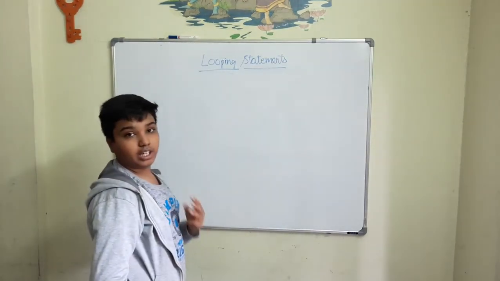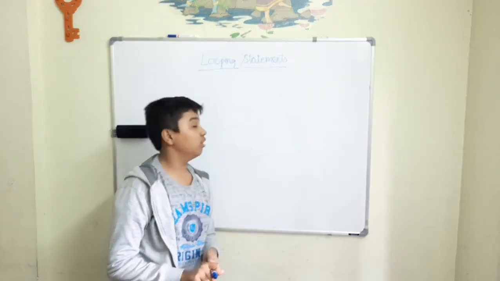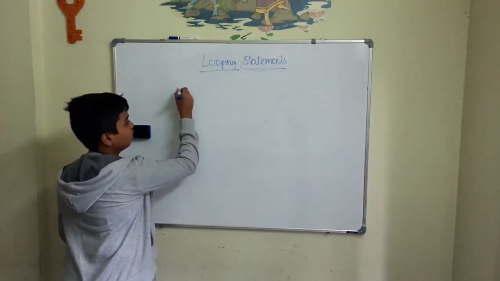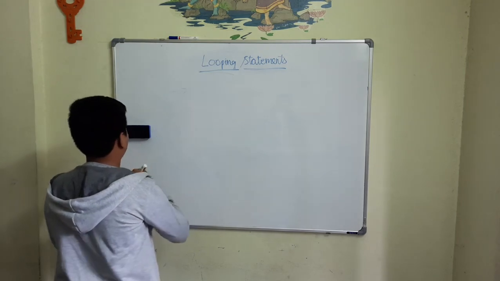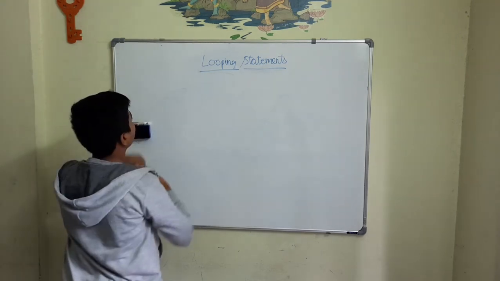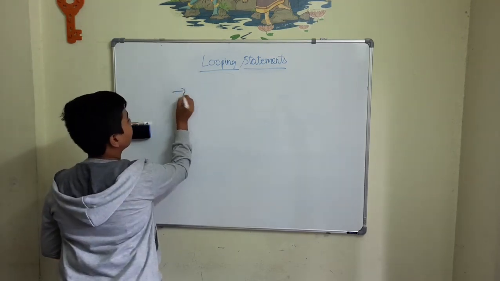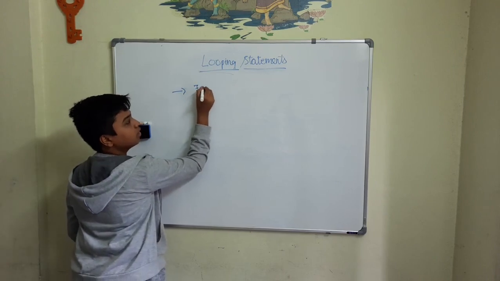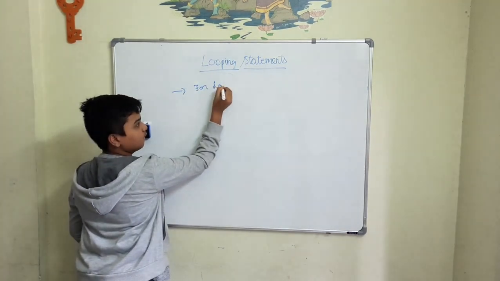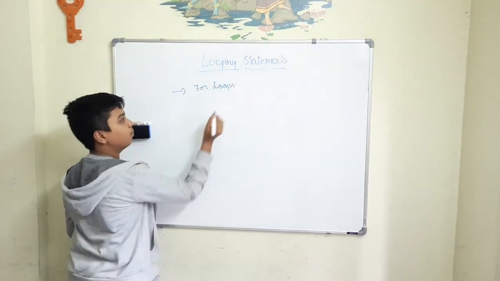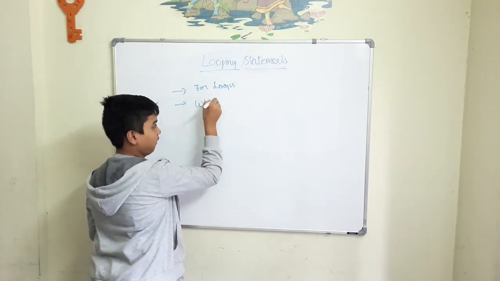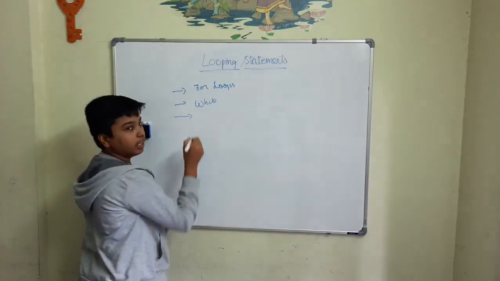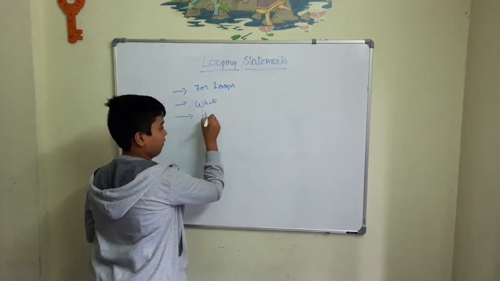So there are three types of looping statements in Java. That is for loops, then the while loops, then the do while loops.